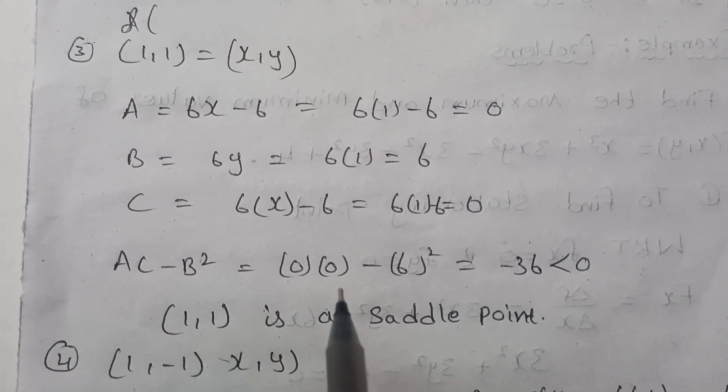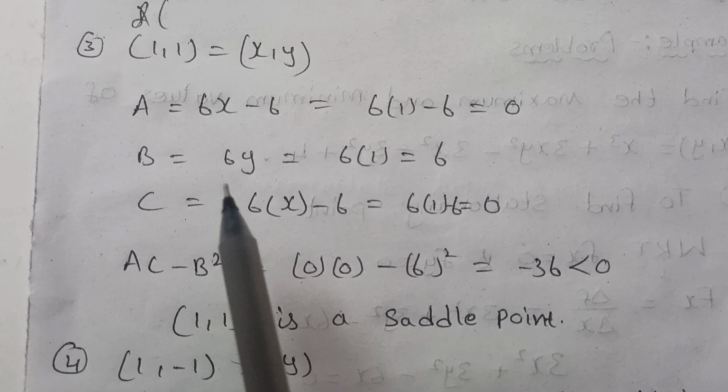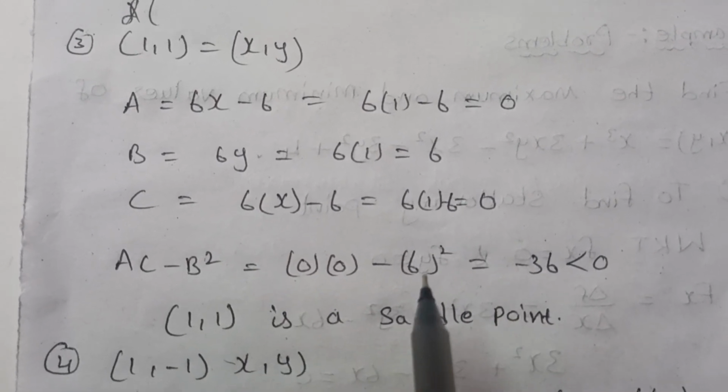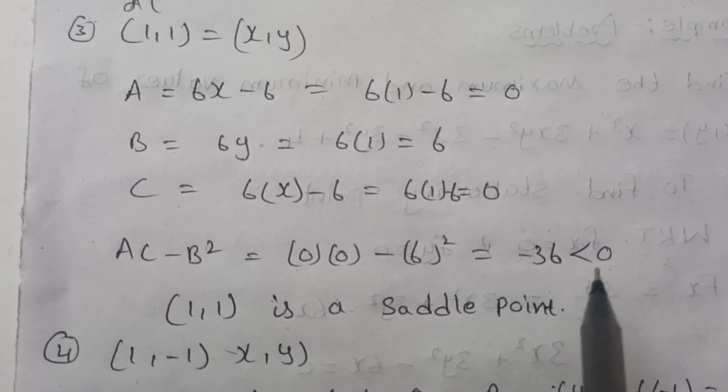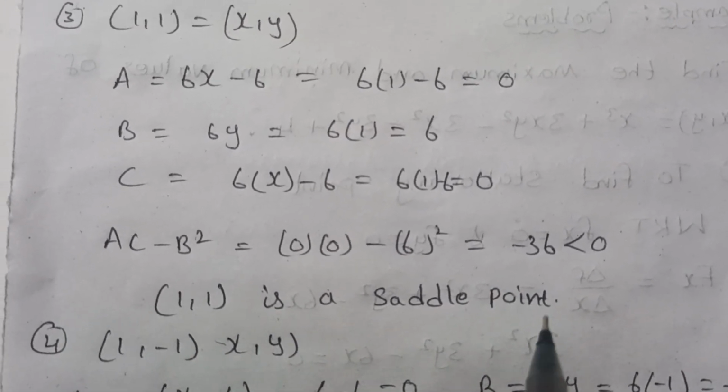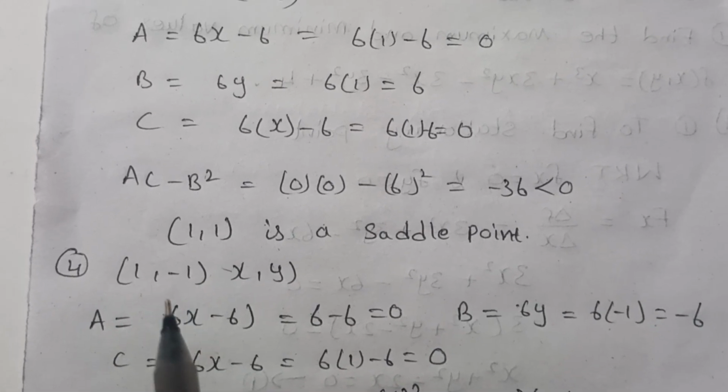Having found the ABC values, we find the AC minus B square value. So AC is 0, and B equal to 6, so 6 whole square, equal to minus 36, is less than 0. So AC minus B square is less than 0. It is a saddle point.